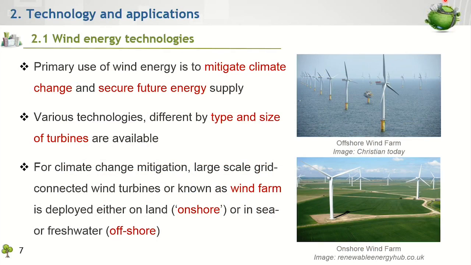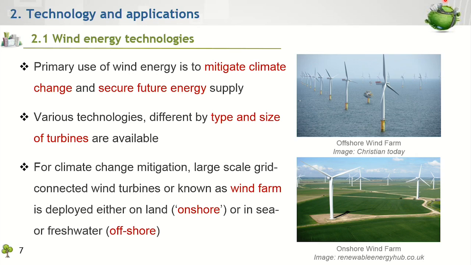Now let's move on to the technology and application of wind energy. In general, the primary purpose of wind energy is to mitigate climate change and to secure energy supply for the future. For both purposes, various technologies, which mainly differ by type and size of wind turbine, have been developed. The modern commercial wind turbine is generally grid connected and can vary in size and electricity generating capacity that is suitable for different purposes.